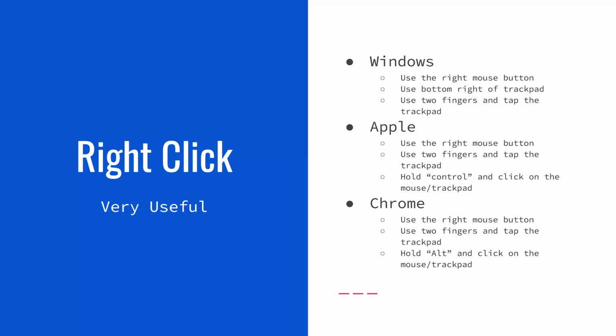By right-clicking, you will open up a contextual menu, otherwise known as an accordion menu, that gives you pretty much every option you're able to do for a given item. So whatever you click on, in this case, it'll be a file or a folder.